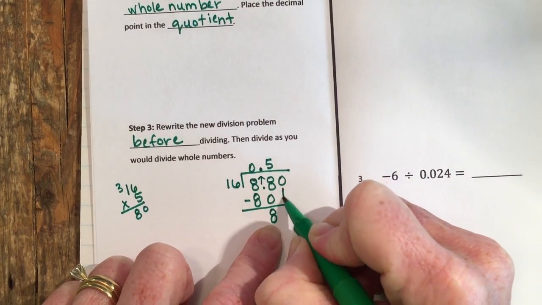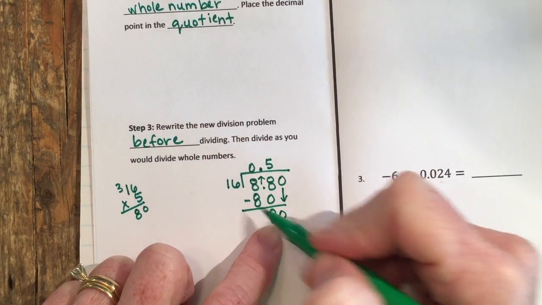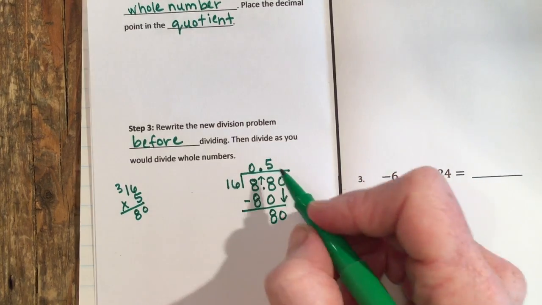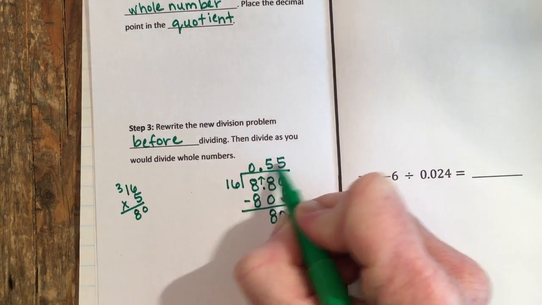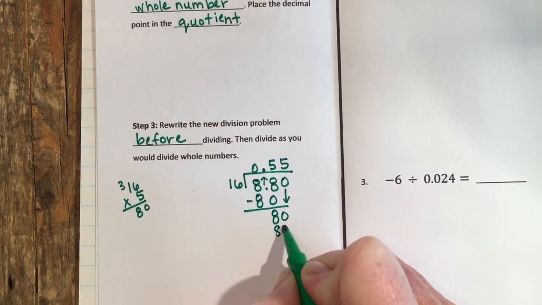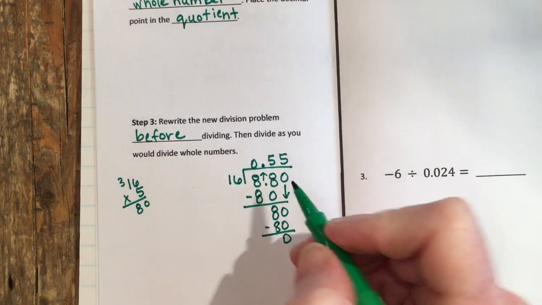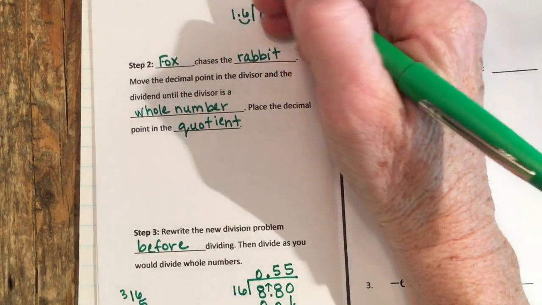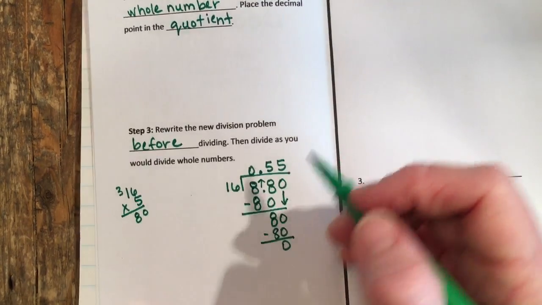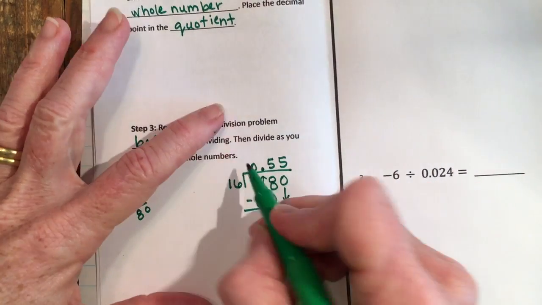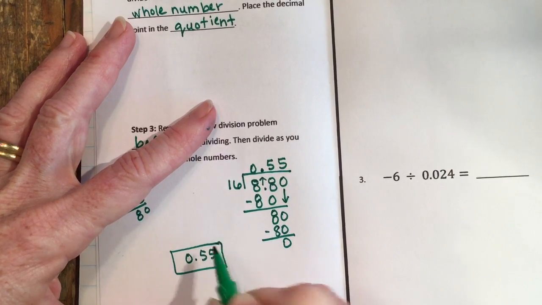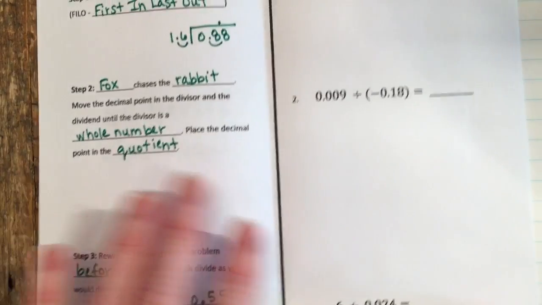So I'm going to add a 0, bring it down, and then 16 will go into 80. Well, we know, we just figured it out, 5 times. So the 5 goes up here. 5 times 16 is 80. When I subtract, I have nothing, so I can stop. So the answer to 0.88 divided by 1.6 is 0.55. Okay? We're going to circle our answer. All right, so let's look at a few more.